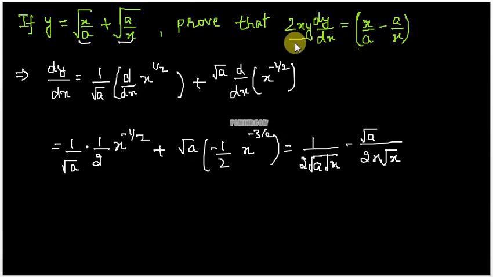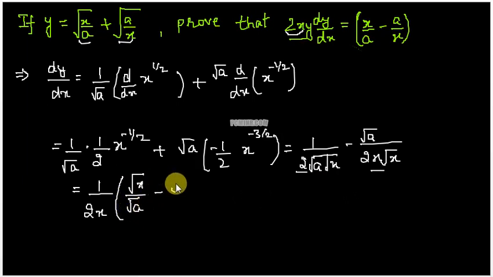Now as per the requirement of the question, I need 2 into x. I need to take this on the other side, so I'll take out 2x common from this side. So I'll take out 1 upon 2x. Now you must be thinking we don't have x here, we have root x. So we can multiply and divide this with root x in order to get that. So you would get x common, so root x upon root a, and minus, here you would be left with root a upon root x.